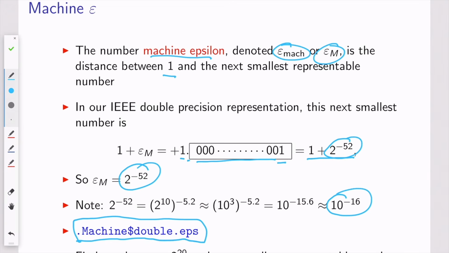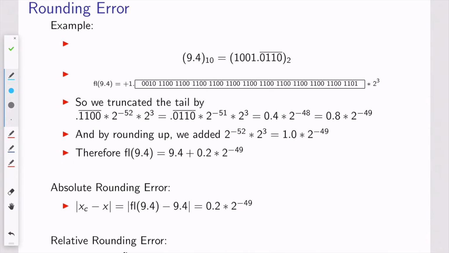A good exercise for you to do would be to repeat this, but instead of starting with the number 1, see what the distance is between 2 to the 20th and the next smallest number that you can represent in IEEE double precision. And so the first thing you need to do is just take 2 to the 20th and write that in the standard format, and then see what's the smallest thing you can add on. So let's talk more about rounding.